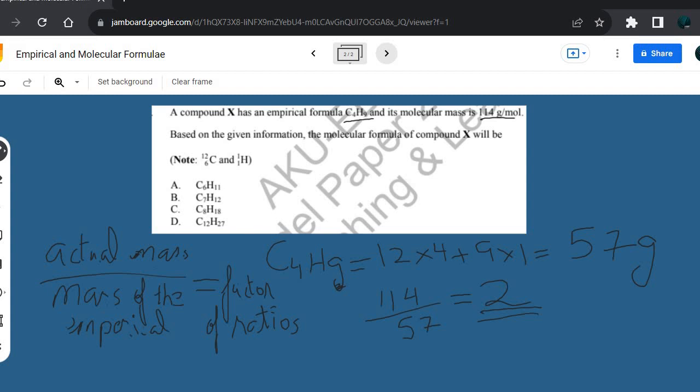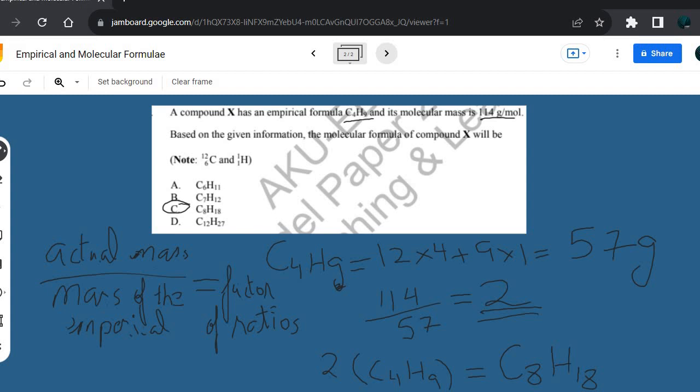Thus, the actual compound itself will be 2 times C4H9, which is for C4, 4 into 2 will become 8. For H9, 9 into 2 will become 18. Therefore, the answer to this question would be C8H18.